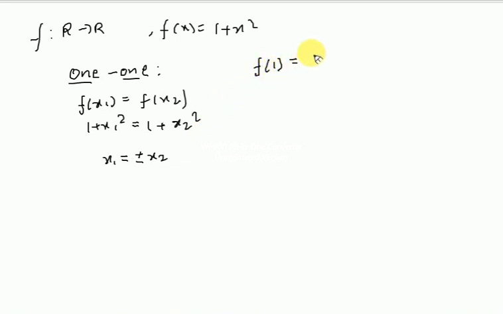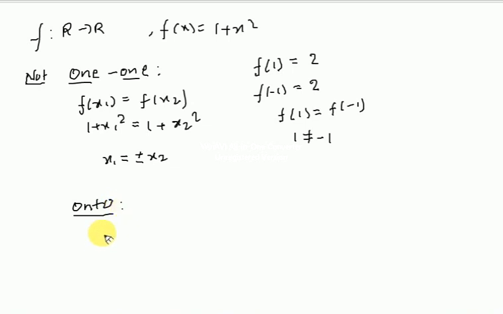f(1) = 1 + 1², which is 2. f(-1) is also equal to 2. Therefore, f(1) = f(-1), but 1 is not equal to -1. Therefore, this is not one-one. In examination also, you need to have a gap after this one-one, because if it is not one-one, you need to give the heading as not one-one. Then onto. So for onto we need to assume y = f(x).